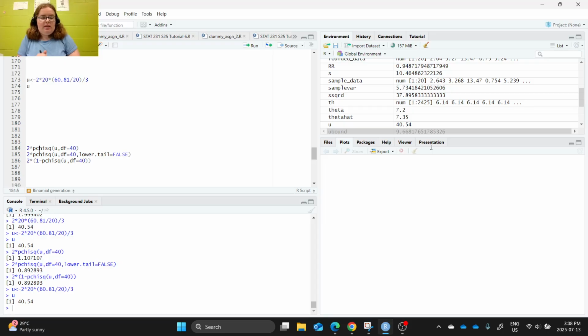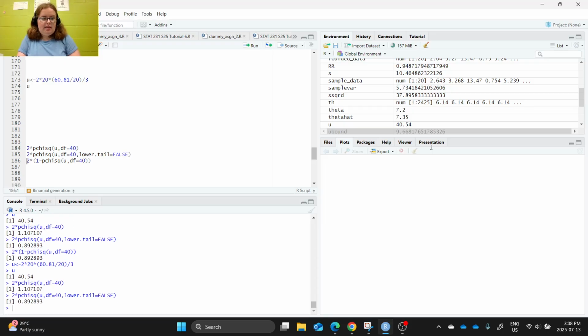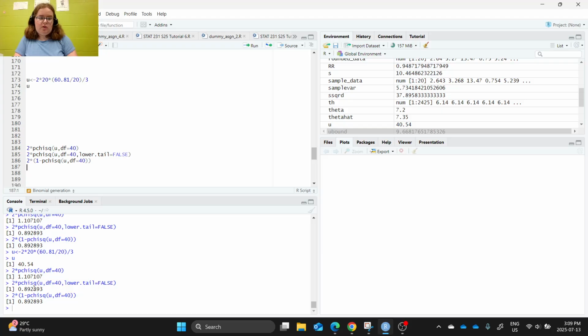And then when we calculate this and this, we can see that our second value here is actually between 0 and 1, whereas the first one's over 1, so we can't use that. I also wanted to demonstrate, in case you don't have this lower dot tail equals false business, you can just take the other side of the probability by subtracting 1 minus the lower tail probability to get the exact same value. So you can see those are equivalent. And we go with this as our p-value, 0.8929.